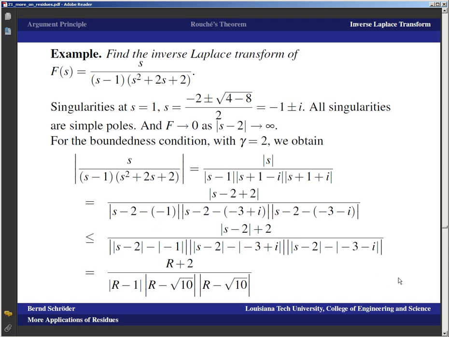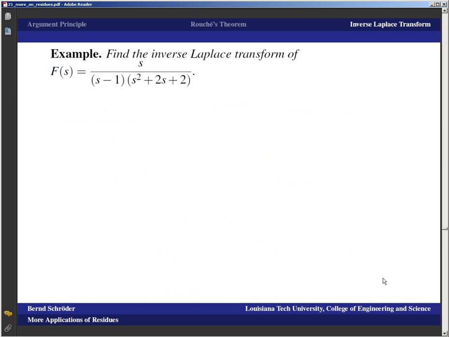And now we know that if you have a certain distance, if |s − 2|, of course, is the radius of that circle, then that is (r + 2) divided by (r − 1), (r − √10), and (r − √10). As r goes to infinity, that goes to 0 because you've got r divided by something on the order of r cubed. So we do have a uniform bound for the function on that left half circle that does go to 0.